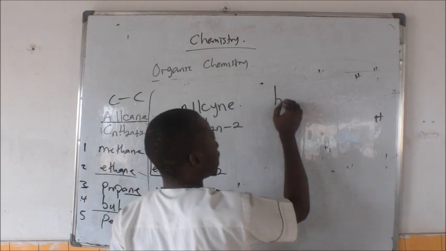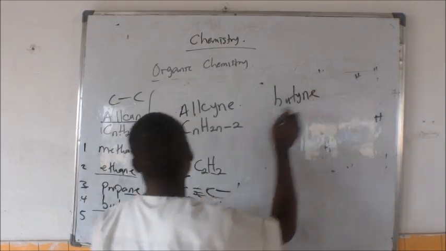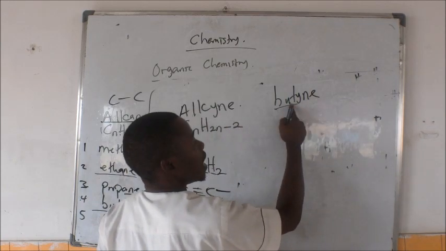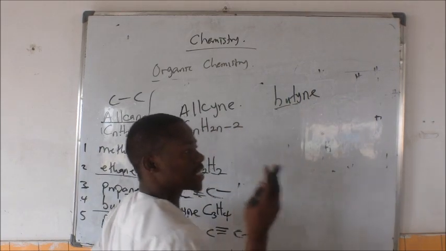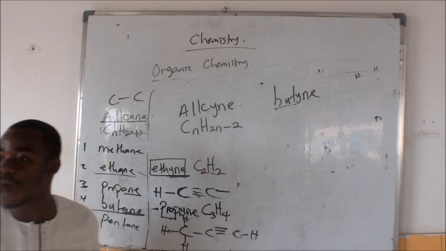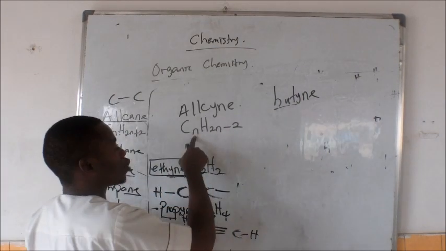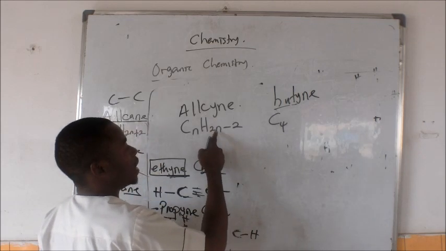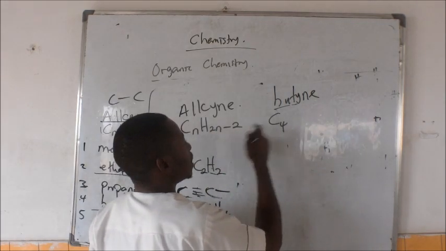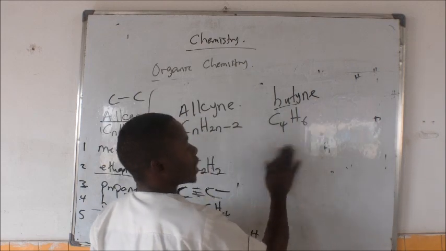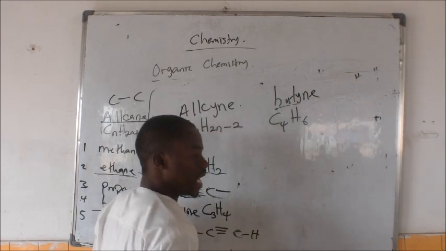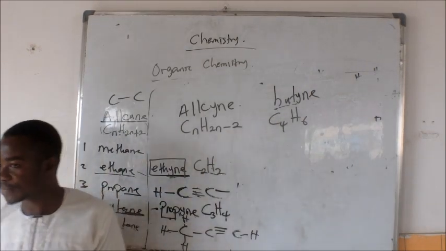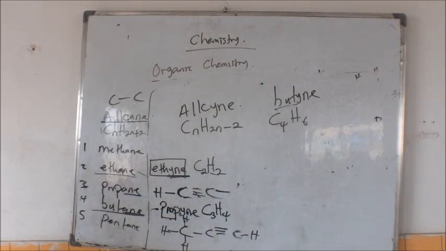Say we want to get butyne. We are still under alkyne. Butyne means n equal to 4. That is, you have 4 carbons. So if you substitute your n equal to 4 here, you have C4, 2 times 4, 8, 8 minus 2, you have 6. You have C4H6. Now, this is the molecular formula of butyne.